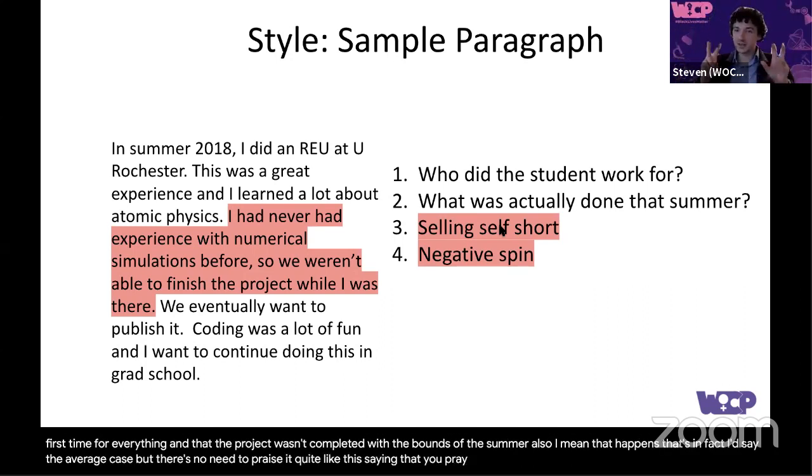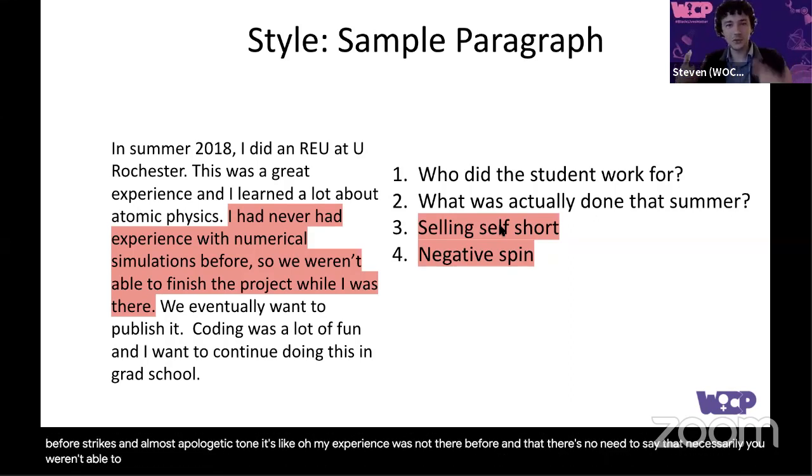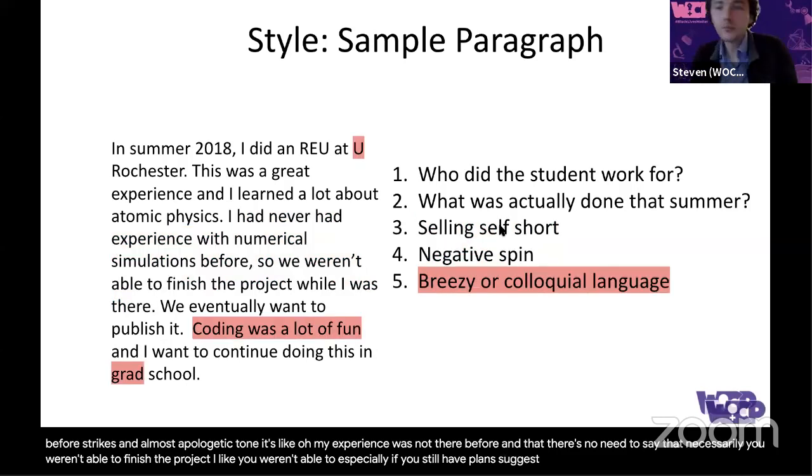Saying that you frame it as that like I had never had experience with something before strikes an almost apologetic tone. It's like, oh, my experience was not there before. And there's no need to say that necessarily you weren't able to finish the project, especially if you still have plans to carry through and finish it, which is what the next sentence suggests. And remember to keep your writing style as formal as possible.